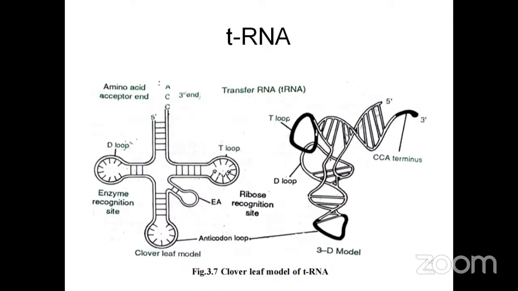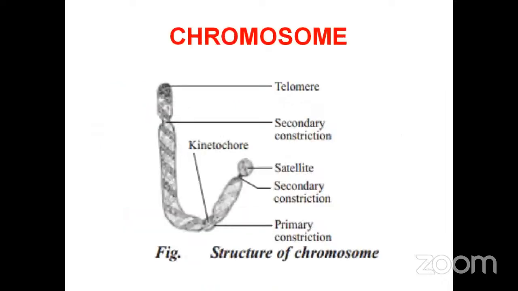Who gave the name cloverleaf model? Holley. Enough. Next, the structure, loops, loop names, and functions. That's more than enough, because it is a short answer, just 4 or 5 marks. Right, okay? Yes, sir. The next one: chromosome. Is it clear?